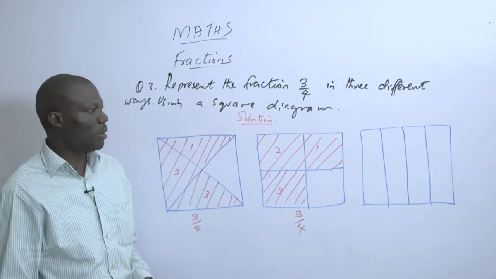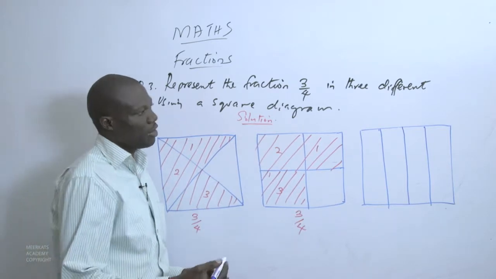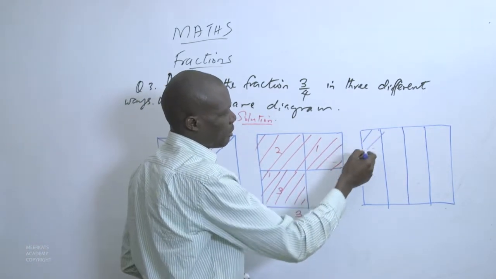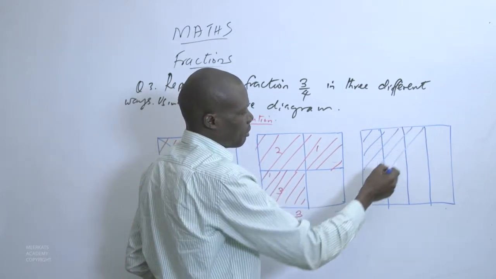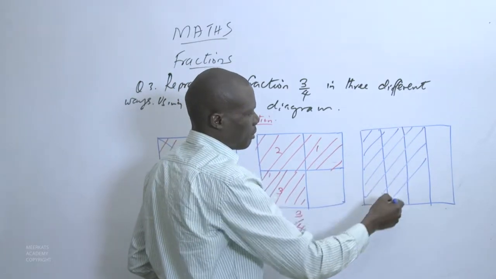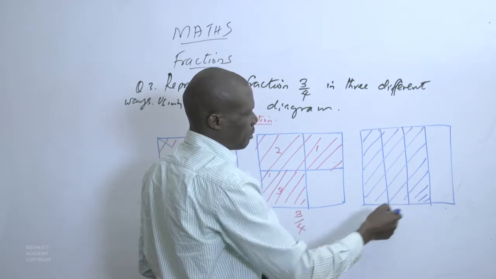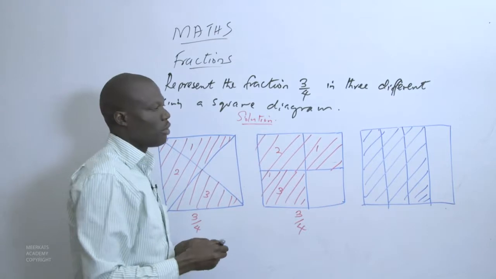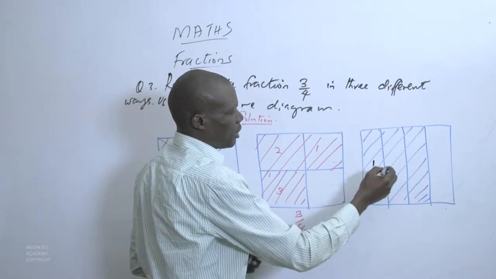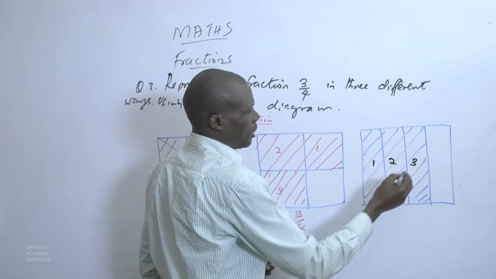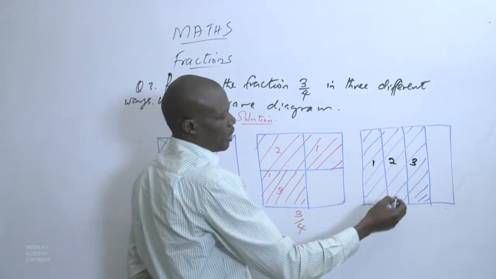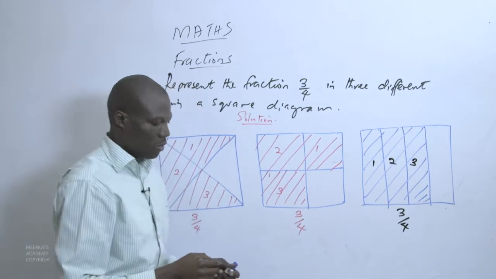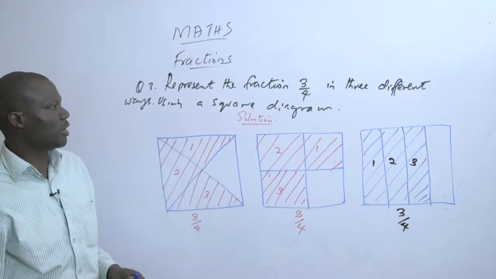Now, these 4 of them, we want to select 3 or shade 3. So we shall pick the first 3 here. So we have shaded 3 out of the total 4. This is the first shading, the second shading, and the third shading. So you realize that the shaded region is 3/4 when we represent it as a fraction.